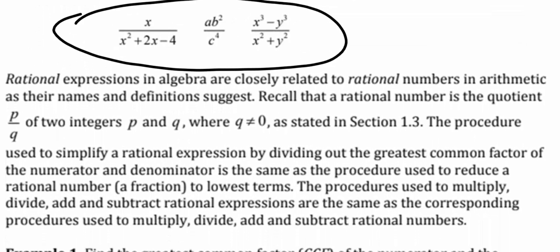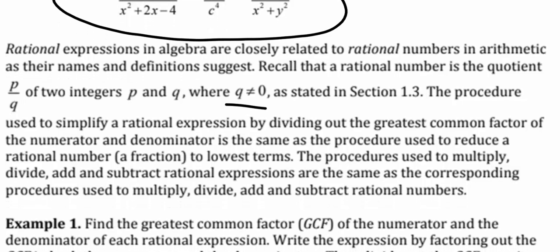So all this stuff is in your textbook. You can read through it if you want, but it's just talking about the idea that you can't have zero in your denominator. And this is kind of going back to thinking about the very first chapter where we were finding the greatest common factors.